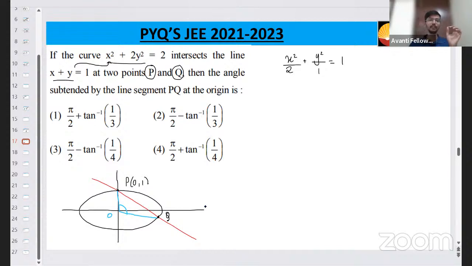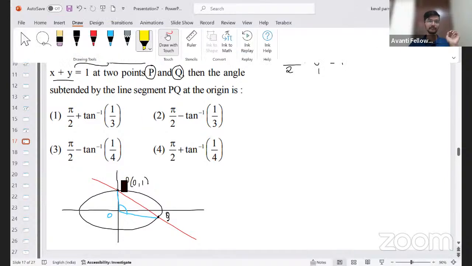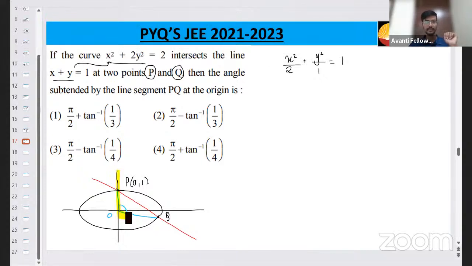So there is a way to directly get the joint equation of lines, this and this, the ones which I have highlighted, which is called homogenizing the curve. By homogenizing the curve, we'll directly get the joint equation of this line and this line. Correct? And if we get the joint equation, then it is very simple to get the angle between them by using the formula of tan theta, 2 under root of h square minus ab upon a plus b. Correct? So that is a way to get the joint equation.